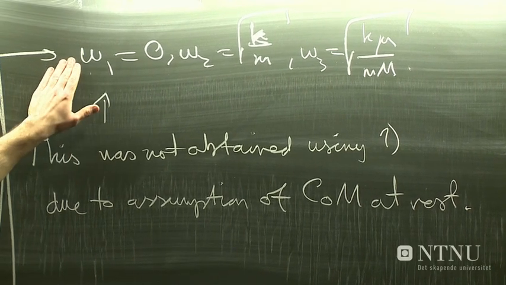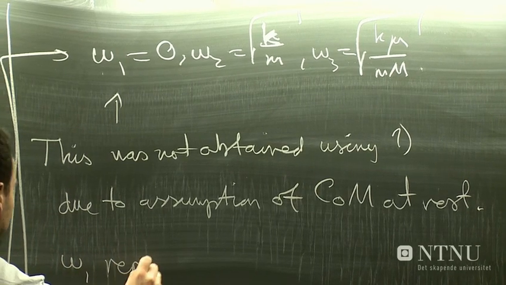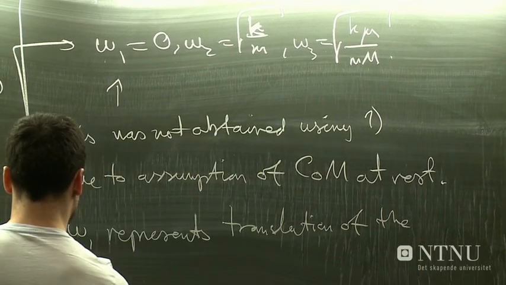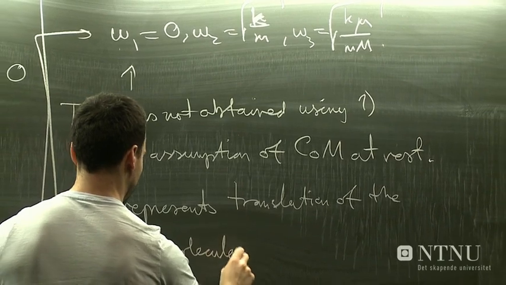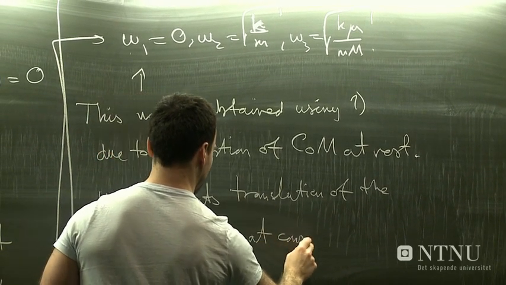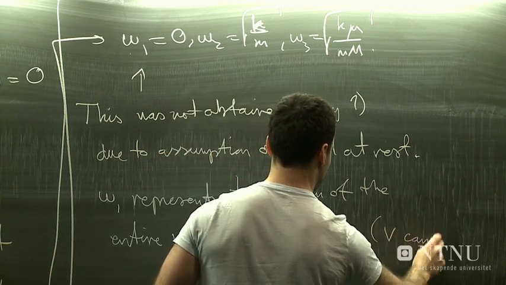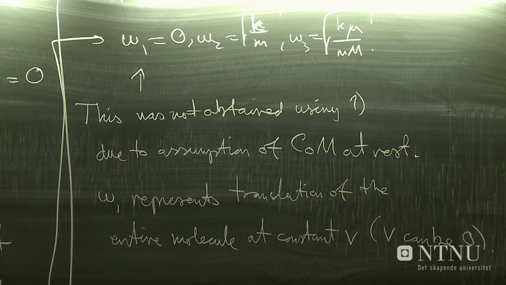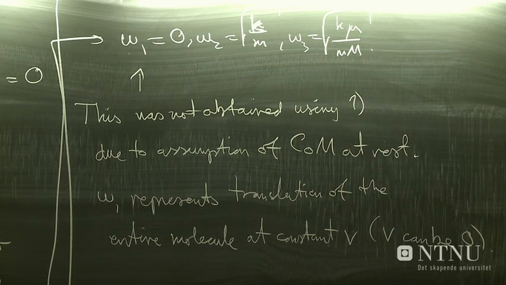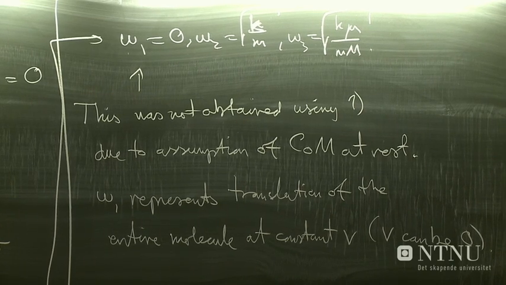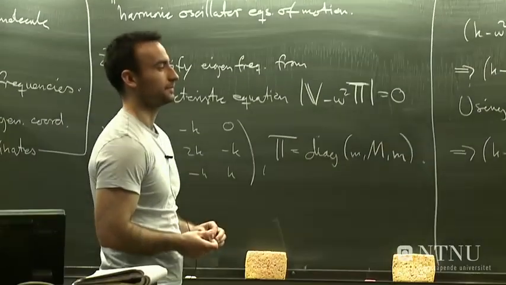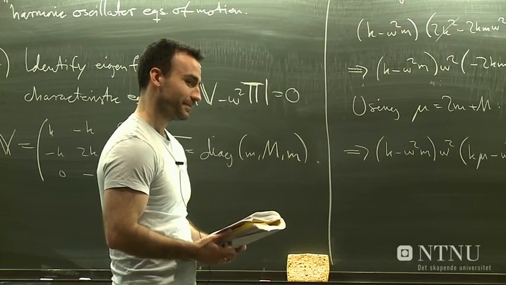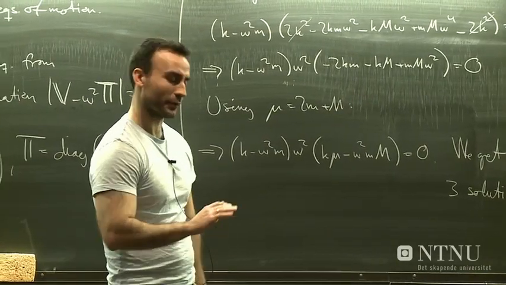Okay, so we basically already identified what this solution means physically. So that's omega 1. Can we say something about the other solutions? Because these solutions we also identified assuming that the center of mass was at rest. Harmonic and anharmonic vibrations. Okay. So how do you mean anharmonic?